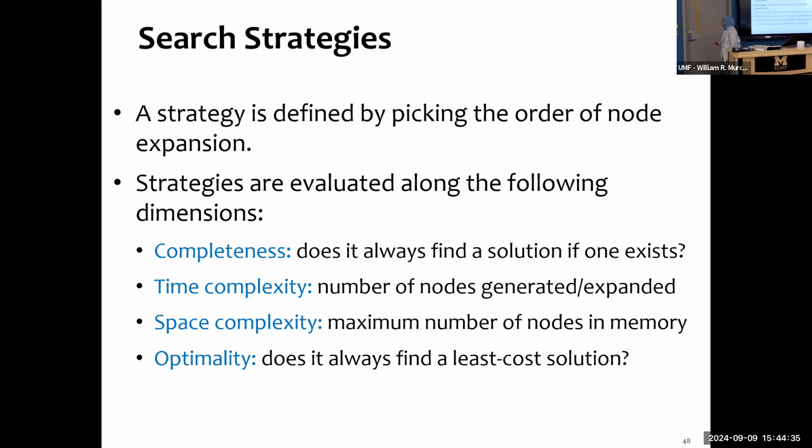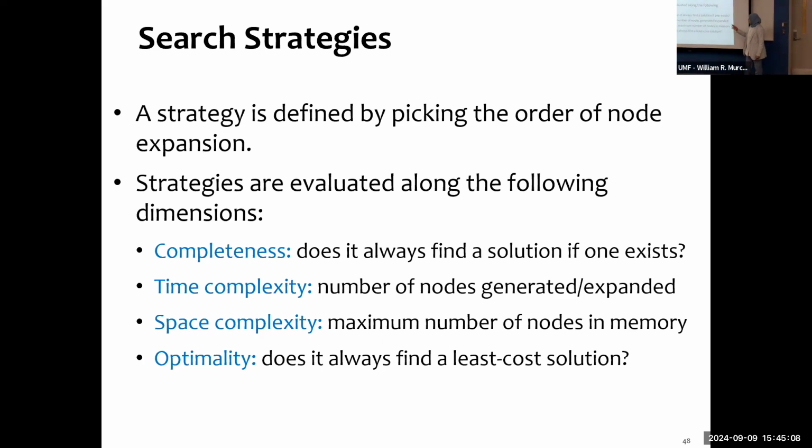The strategy is defined by picking the order of node expansion and evaluated along the following dimensions. So later we will be having tables. Each time we will introduce an algorithm, for example, the BFS, DFS, A star, or whatever. We will ask questions. We'll say, is it complete? Is it complete means we need to answer the question: does it always find the solution if one exists? Because some algorithms keep searching for the solution and they do not return any.